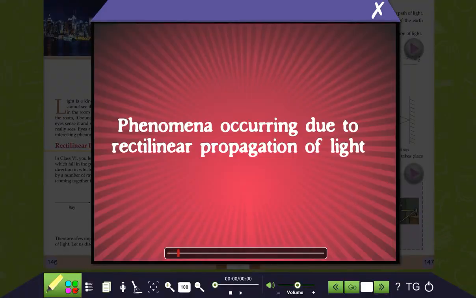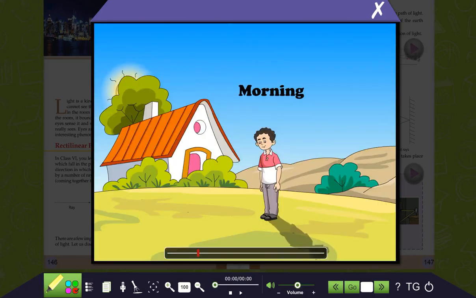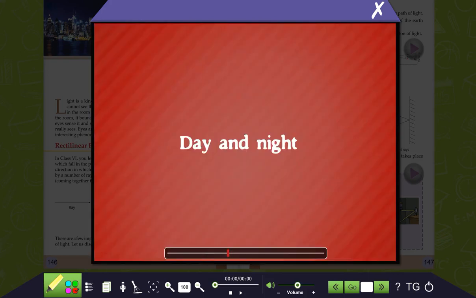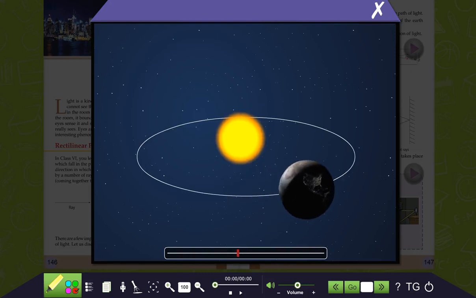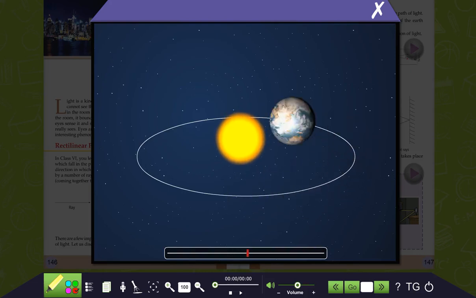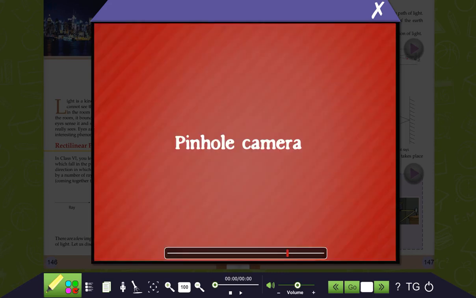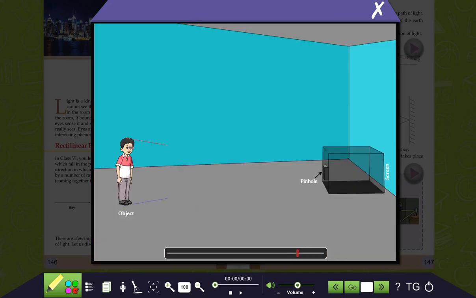Phenomena occurring due to rectilinear propagation of light. Shadow. The shadow of an opaque object is formed only when it comes in the path of light. Day and night. When the sun rays fall on a particular portion of the earth, that part of the earth experiences day and the rest of the planet experiences night. Pinhole camera. The image in a pinhole camera forms only due to rectilinear propagation of light.